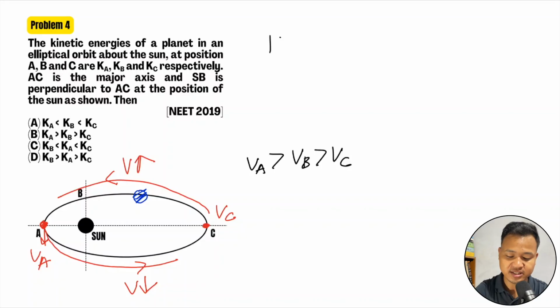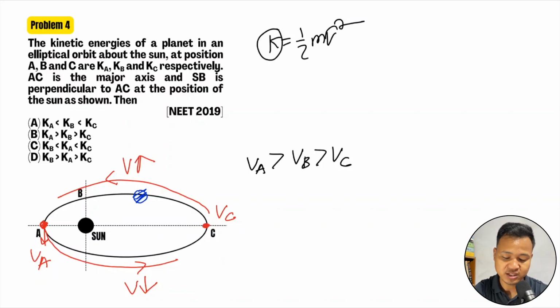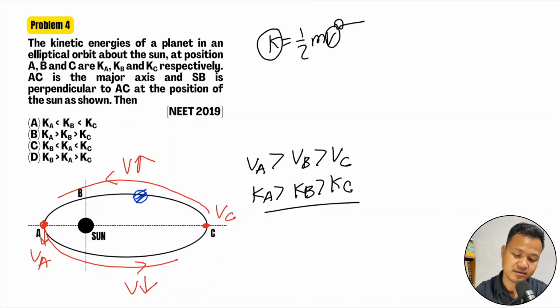Now think about kinetic energy. KE is half mv square, so K and v are directly proportional. Since KA is maximum, then KB decreases, and then KC. So your answer is option B.